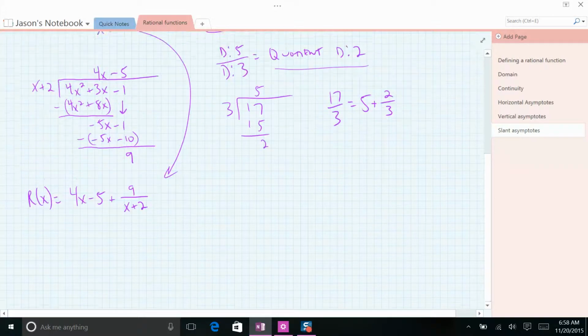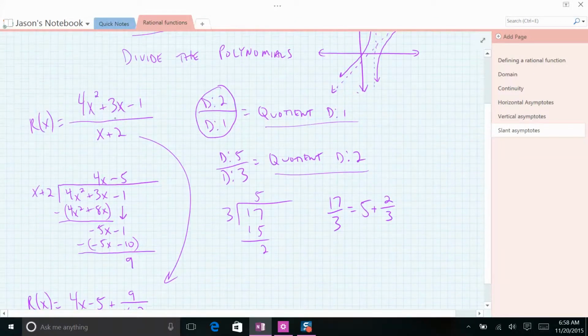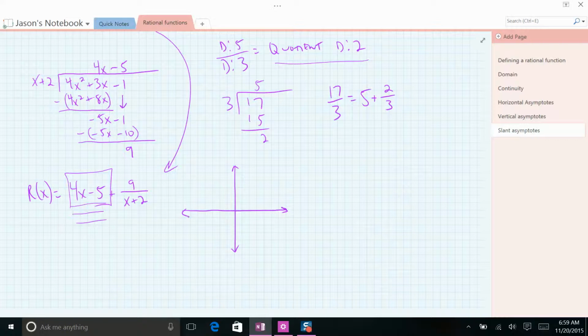And this function will approach, you just use the quotient for your slant asymptote. This rational function will approach this guy right here, this line. So when graphing this rational function, which will be coming up next, you would start by graphing asymptotes typically, or x-intercepts. So if we had to graph a slant asymptote, we would have to graph that line.